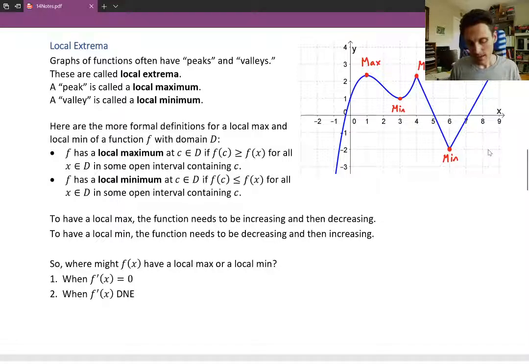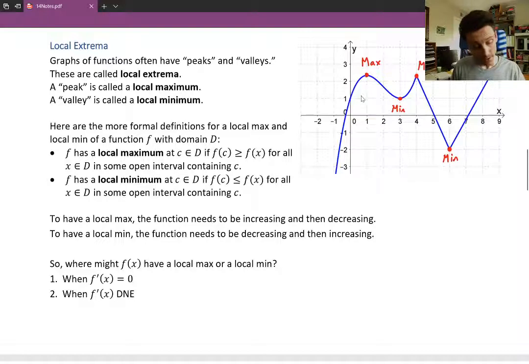Now again, these are not necessarily the biggest function values or the smallest function values of the entire graph, but if you just look locally around x equals 1, that's going to have a peak right there, right around x equals 1. So locally, close by. Sometimes they're called relative maxes and relative mins because they're relative to the x values around them.